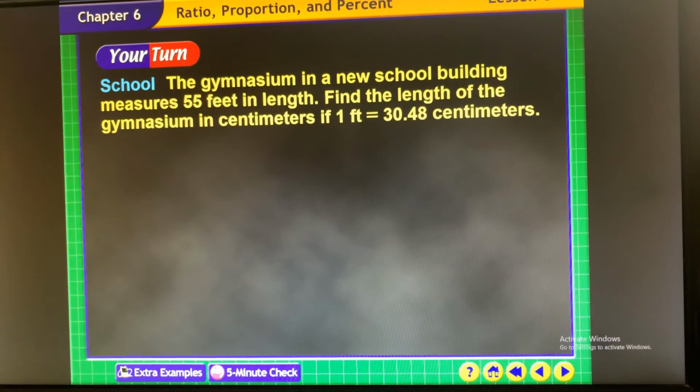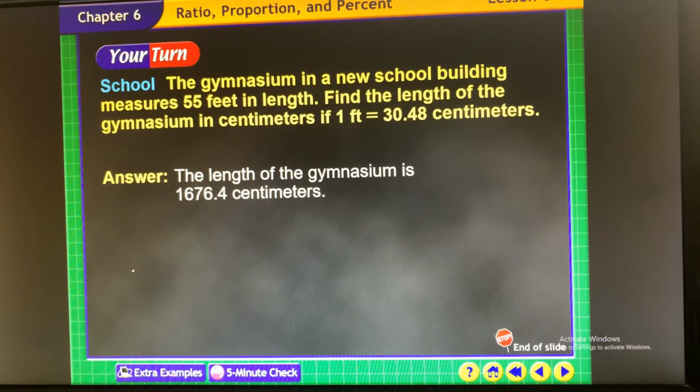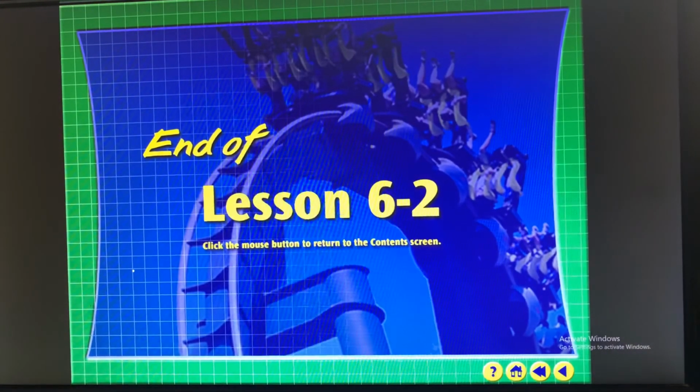Same with this one. You're doing the same thing. Just multiplying. And that's it. So good luck with proportions.